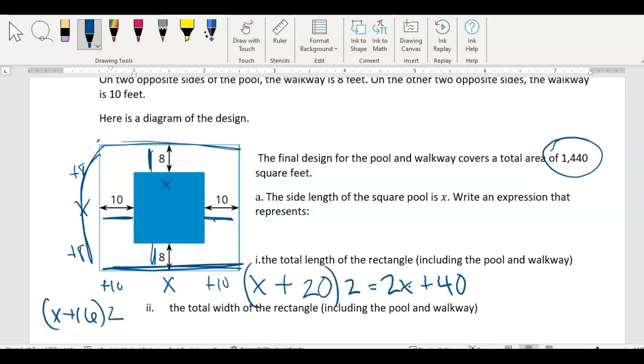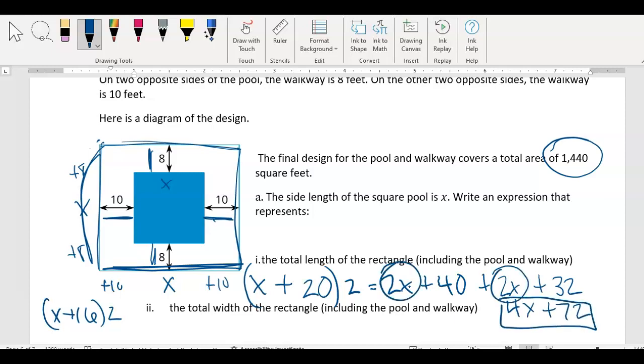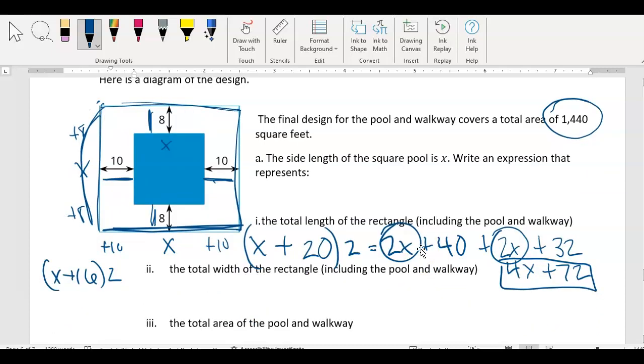And then again, we need to multiply that by 2 because we have two sides here. So this is also then going to be plus 2x plus 32. So we could represent this as 4x plus 72 because I can combine my x's and combine my constants there. The total width of the rectangle, including the pool and the walkway.